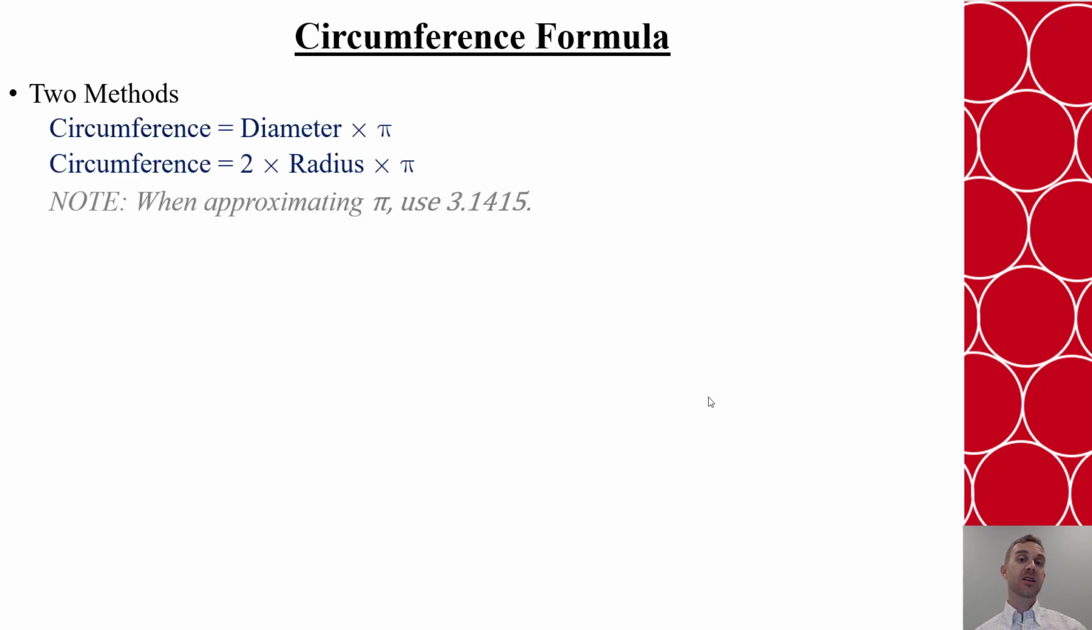Now, when we calculate the circumference, we have two ways we can think about it. We can either say it's the diameter times pi, or we can look at it as 2 times the radius times pi, because the diameter is twice the length of the radius.